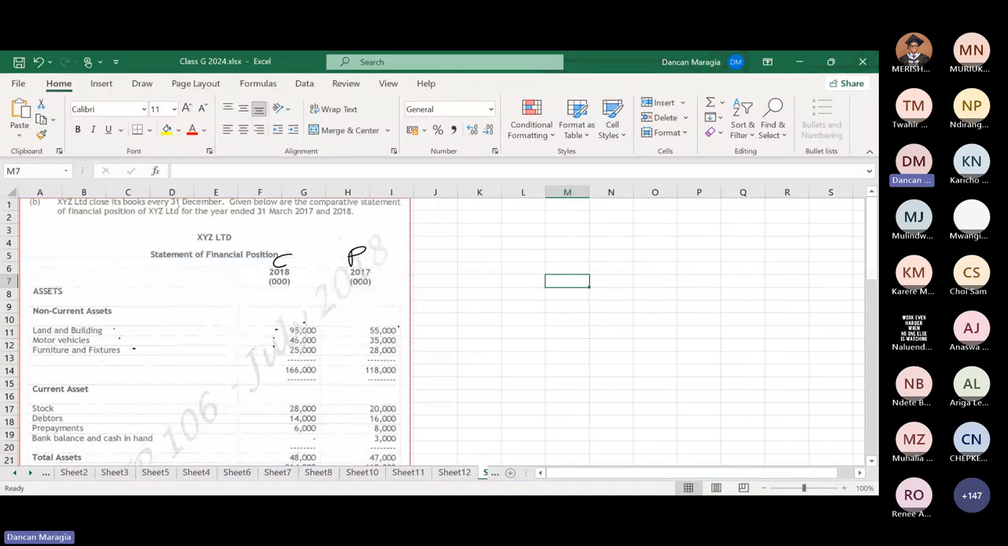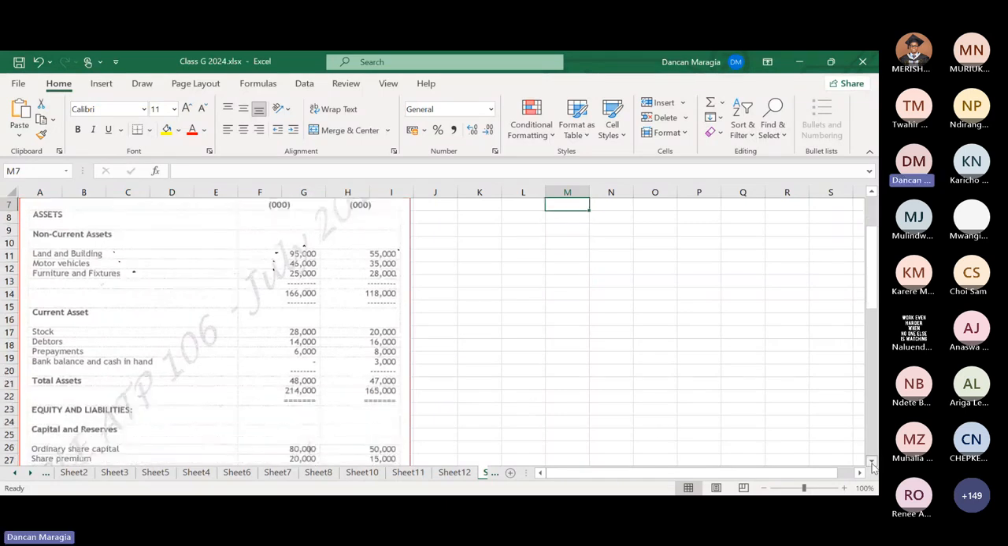Same for motor vehicles. We had 35, now we have 46. So either also there is a revaluation or purchase. For furniture and fixtures, we had 28 last year, we have 25 now. That can only mean either we have a disposal of assets or only depreciation. It has gone down. Good.